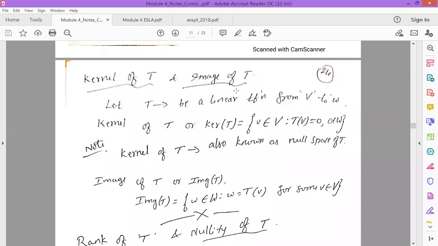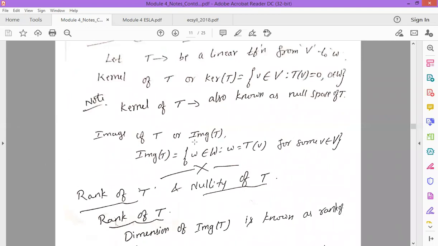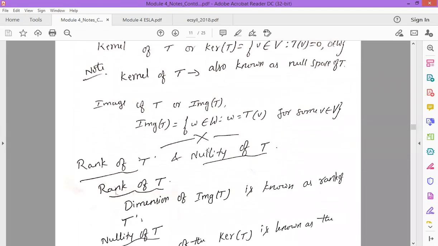T as a linear transformation from V to W, the kernel of T is nothing but the set of all v belonging to V such that the transformation of v is equal to 0, where 0 belongs to W. So here the kernel of T is also known as the null space of T. And the image of T, which is simply written as img of T, is defined by w belonging to W such that w is equal to the transformation of v for some v belonging to V. That we'll see while solving the problem.